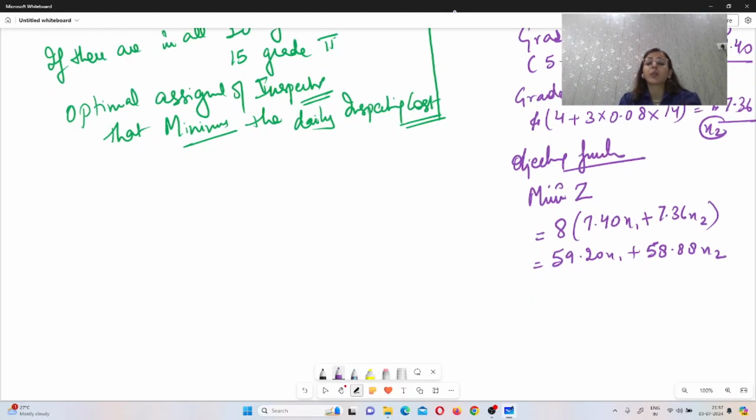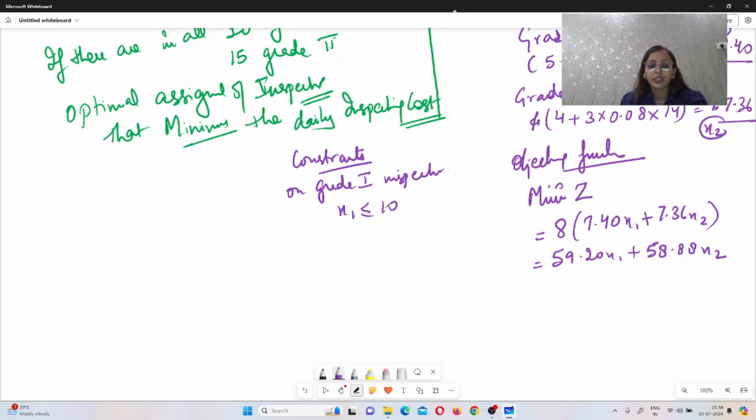Now coming to the next one, the constraints. What will be the constraints? Writing over here the constraints. First, on the grade 1 inspector, x1 cannot be more than 10. And the second one is for the grade 2 inspector: the number x2 cannot be more than 15.